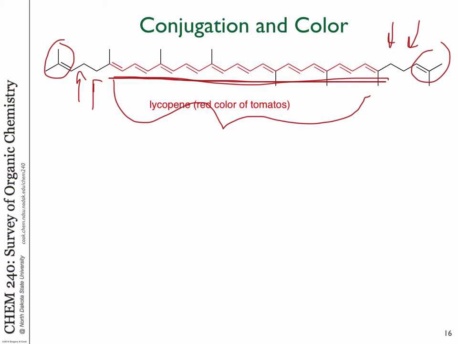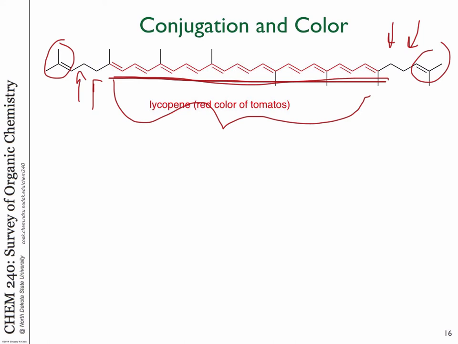So it's a different color, it's not orange. Beta-carotene is a longer extended conjugation. Lycopene has a shorter conjugation length of the double bonds. And it absorbs slightly different frequencies of light. So we see it a slightly different color. This one happens to be red.